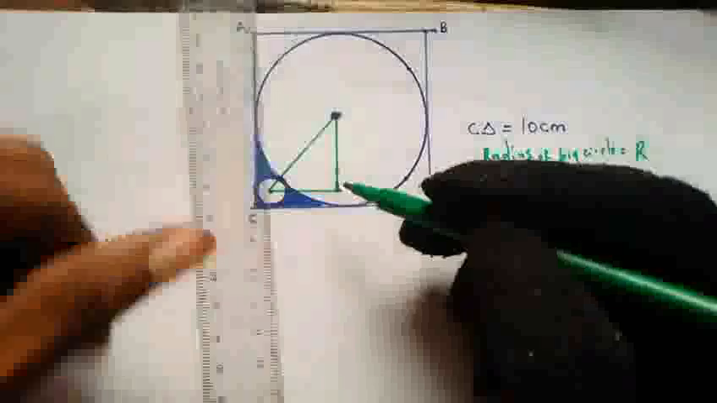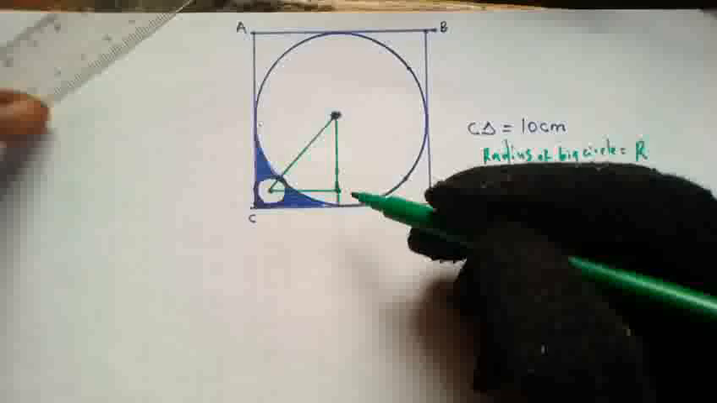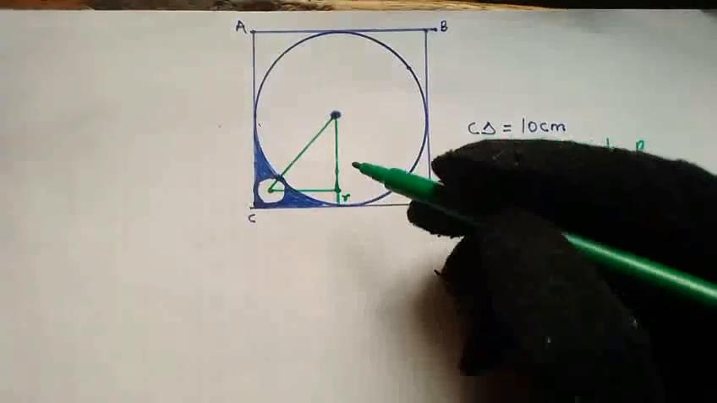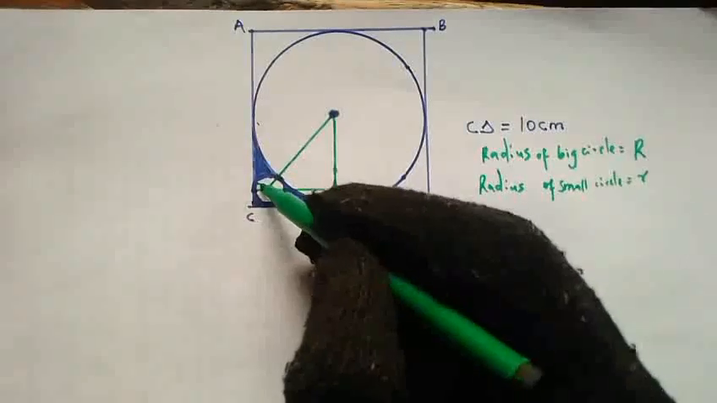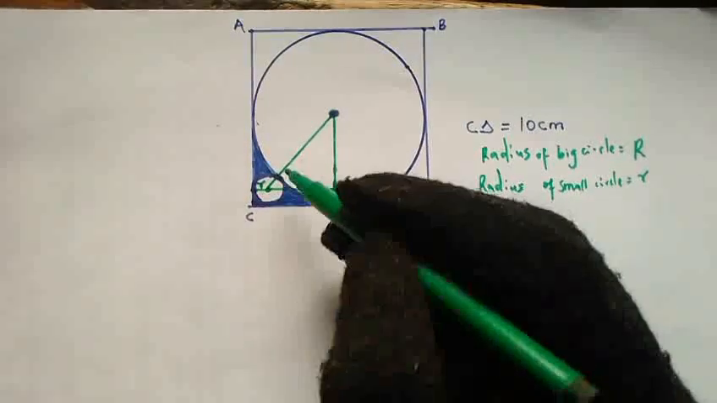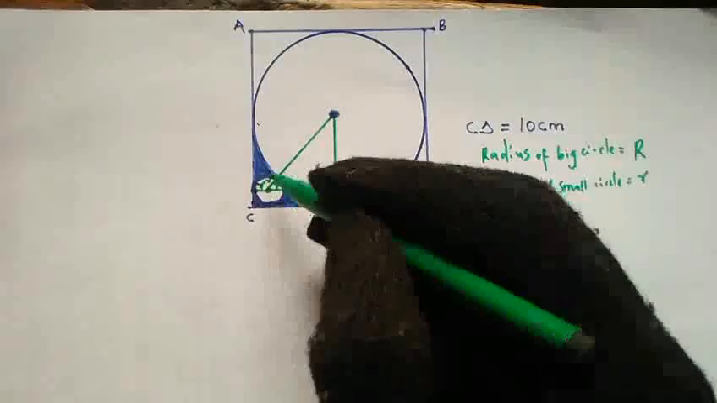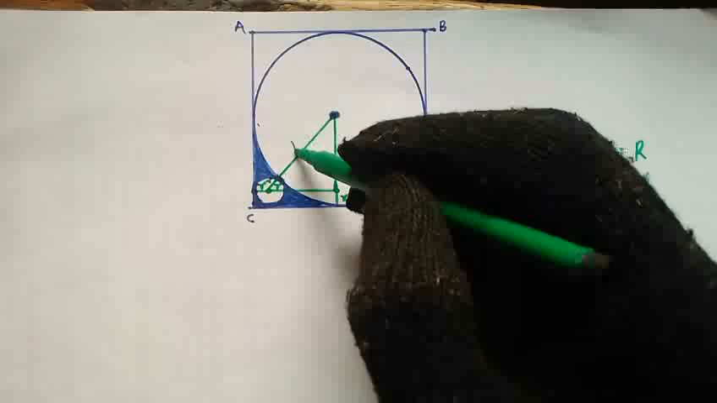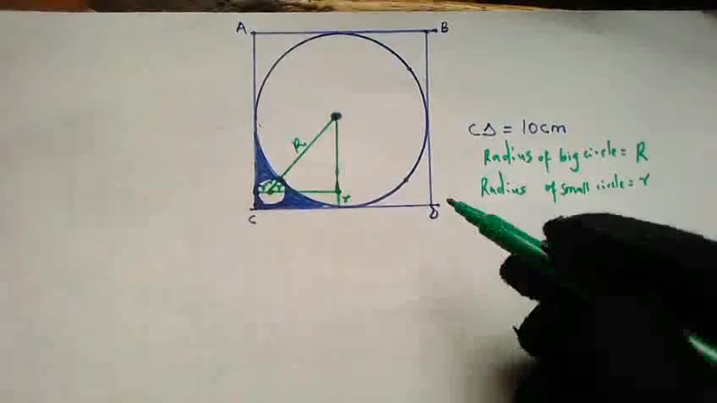Now take note that this is the small radius here, and here too we have the small radius. We have the small radius here, and the small radius here. We all know that. Now this is the big radius. It is clear that that is the big radius.